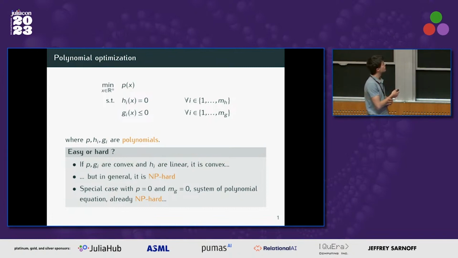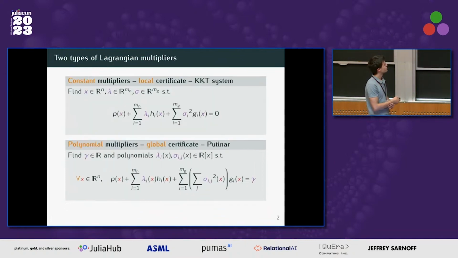And this problem, unfortunately, is NP hard in general. Of course, if these functions are convex and P is convex, then it is a convex problem. But with an arbitrary polynomial, you quickly get non-convexity, and so in general, it's not working. Even in the case where you have no inequality constraints and no objective, so you're just trying to find a point that satisfies a system of polynomial equations, this is already NP hard. But we can still try to solve it.